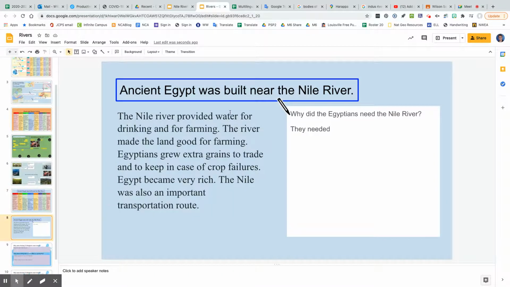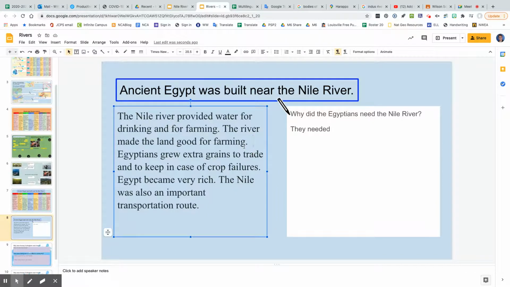Ancient Egypt was built near the Nile River. The Nile River provided water for drinking and for farming. Why did Egyptians need the Nile River? Well, they needed water for drinking and farming. The river made the land good for farming.